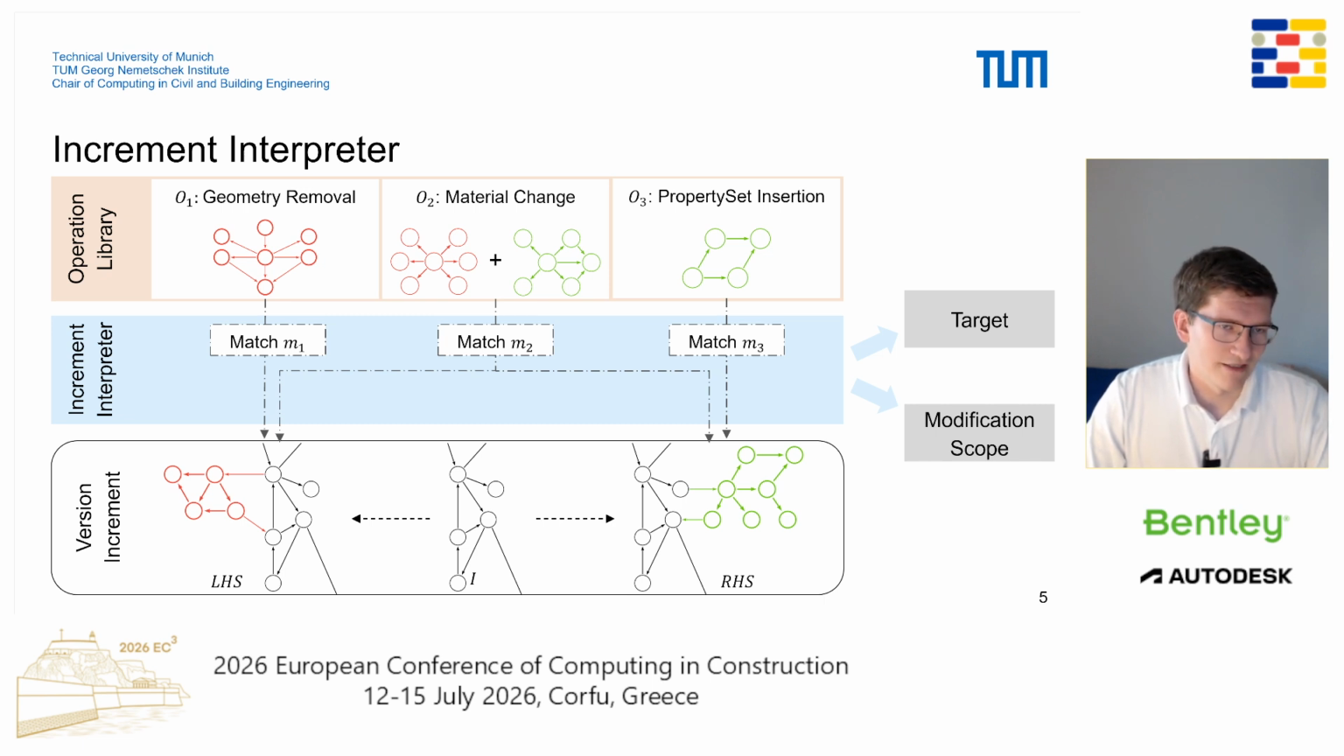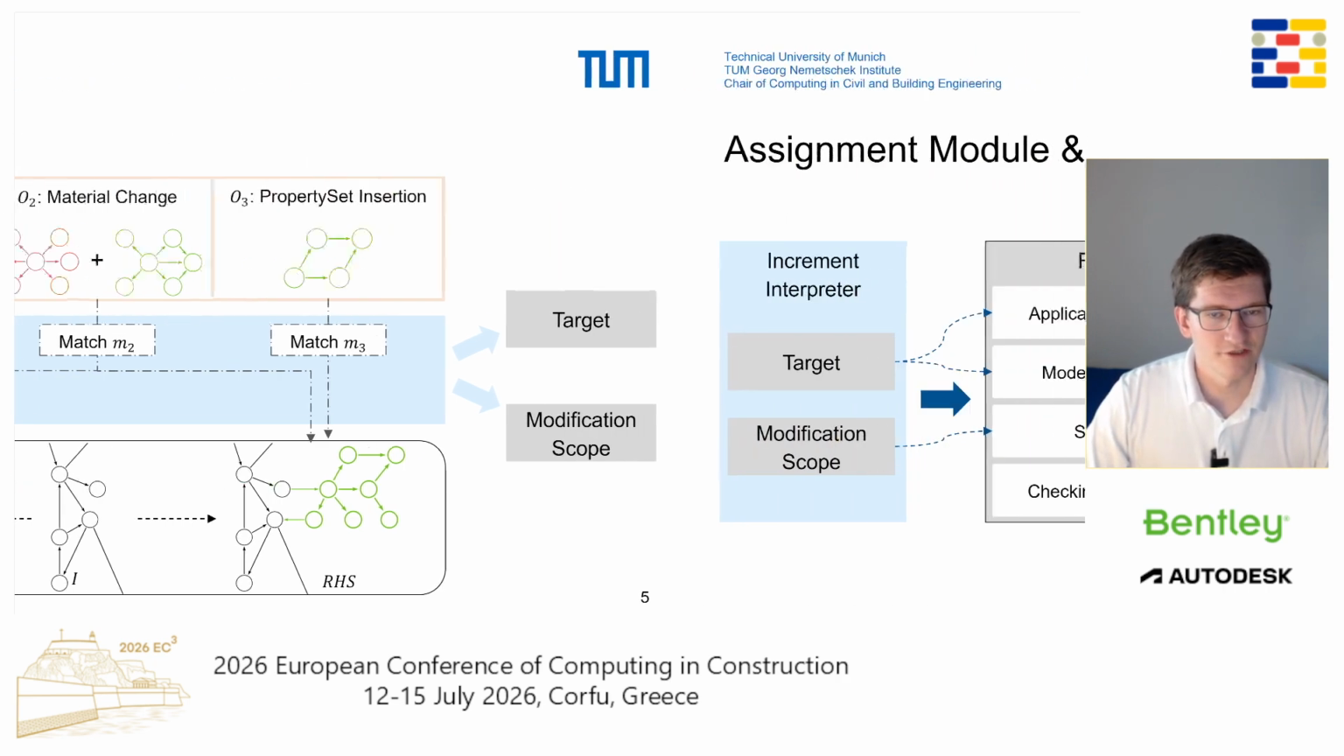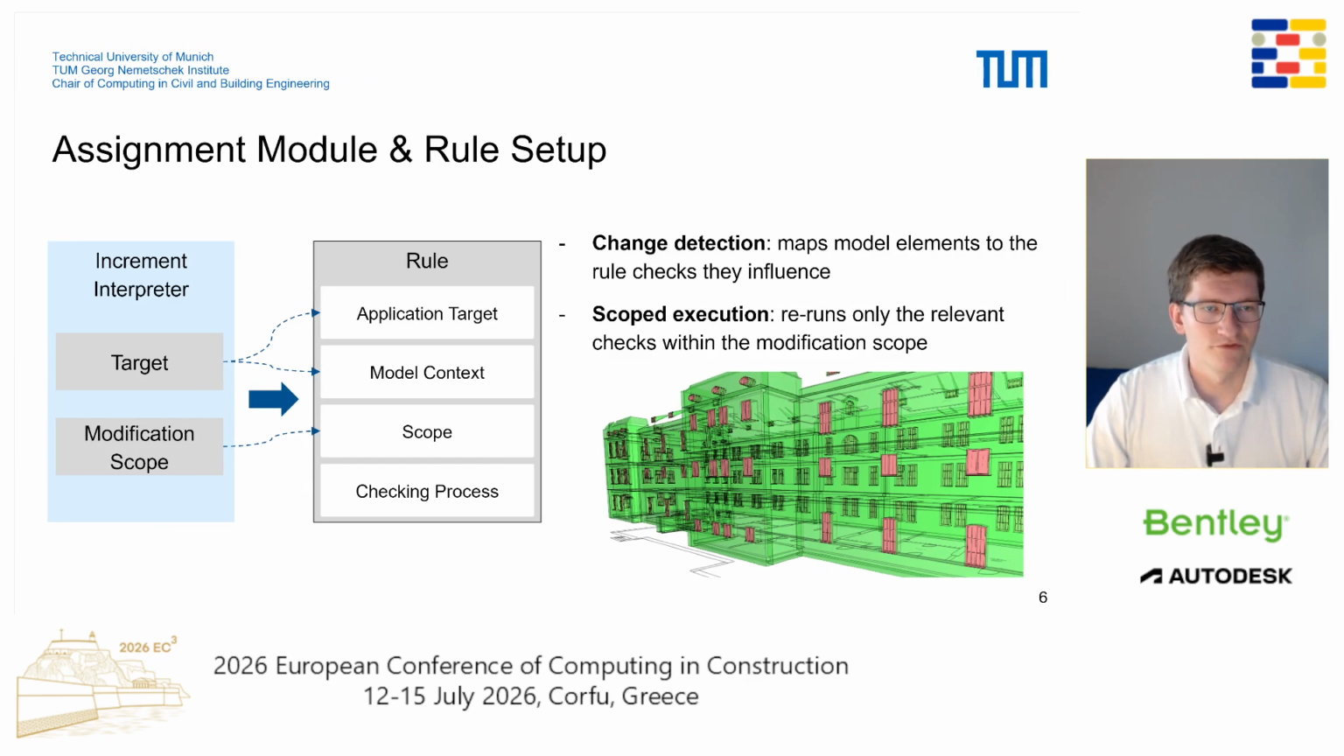And that's kind of a classifier that we get out of this step. We can really say, okay, this is the engineering quality of changes that have been applied here to this BIM model. Having the target and modification scope at hand, we can then move into the assignment module.